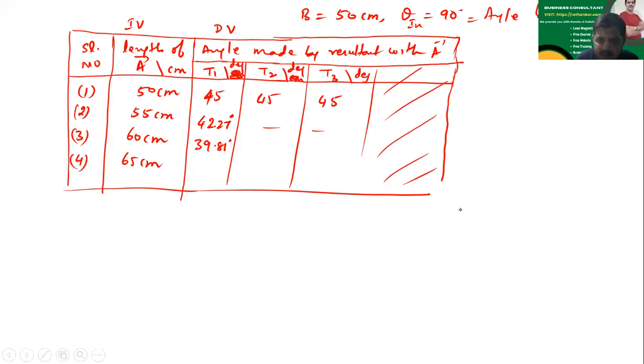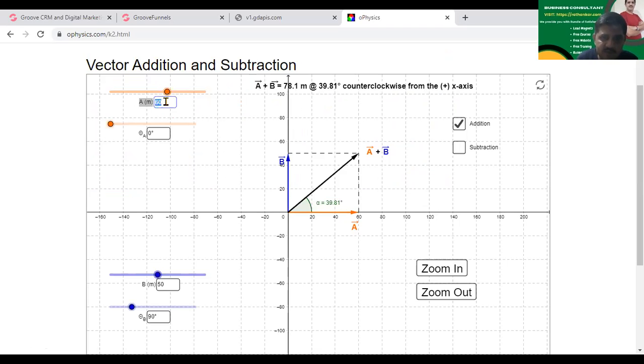Then I will go back for 65 centimeters. I'm making this to be 65. See, the value of B is held constant. I have not changed. The angle between A and B is also held constant. I have not changed because these were two control variables. Now what I am changing here is only this one, which is 65 centimeters. The angle now reduces to 37.57.